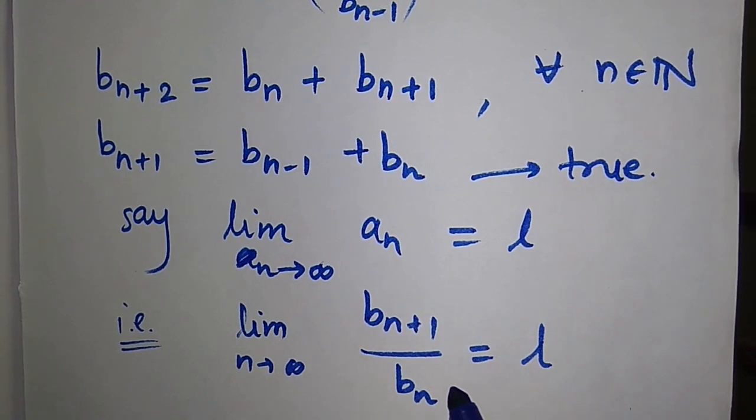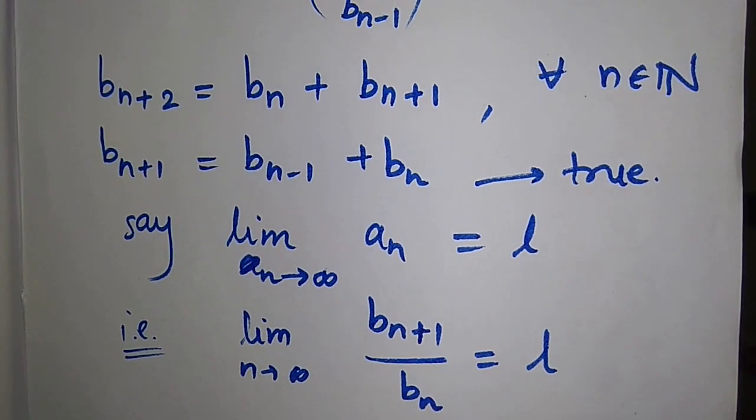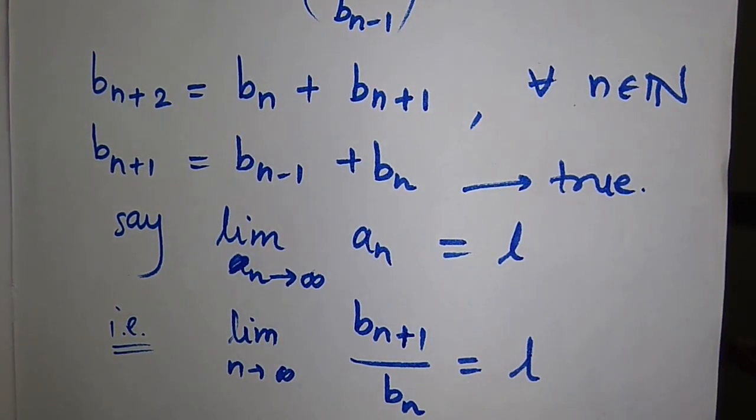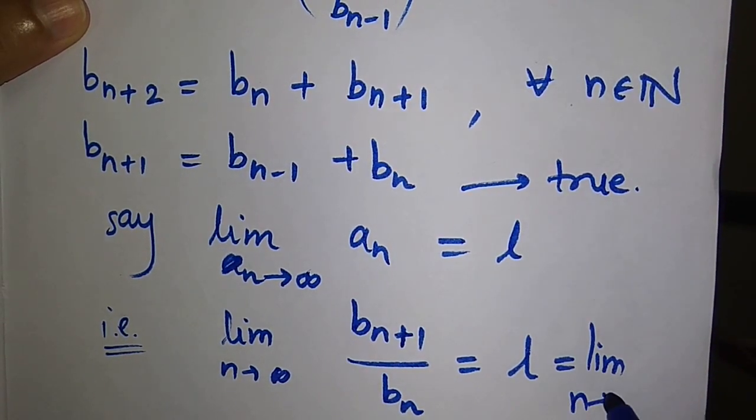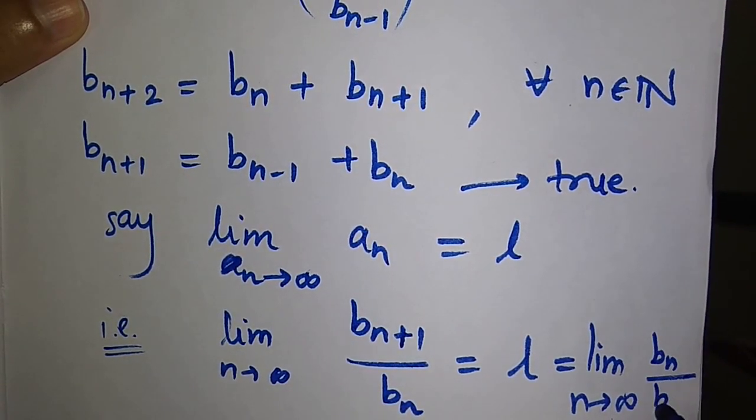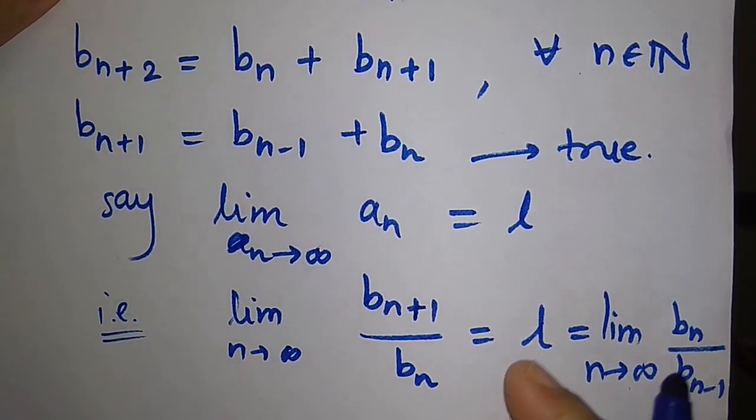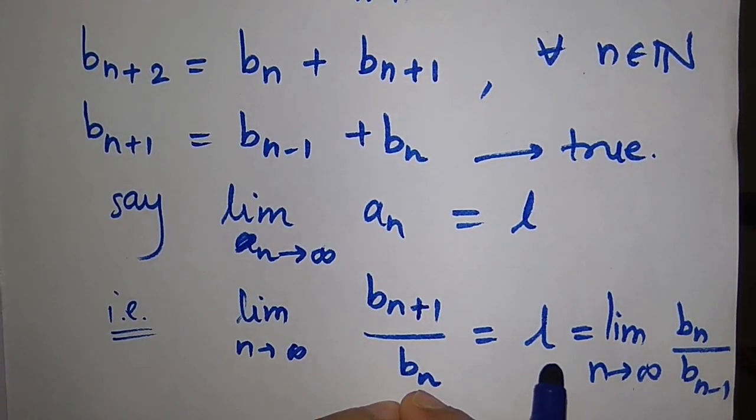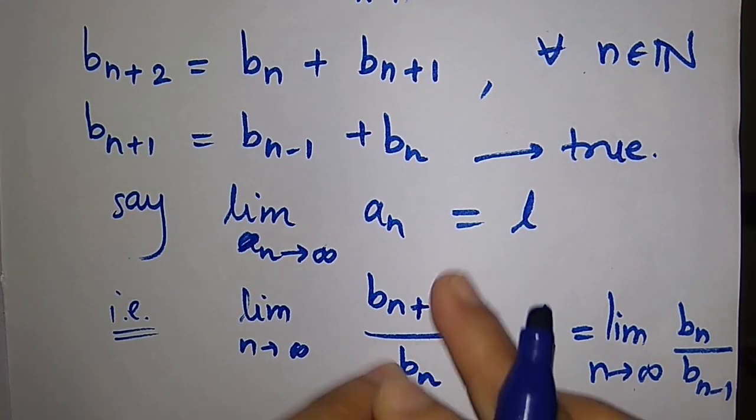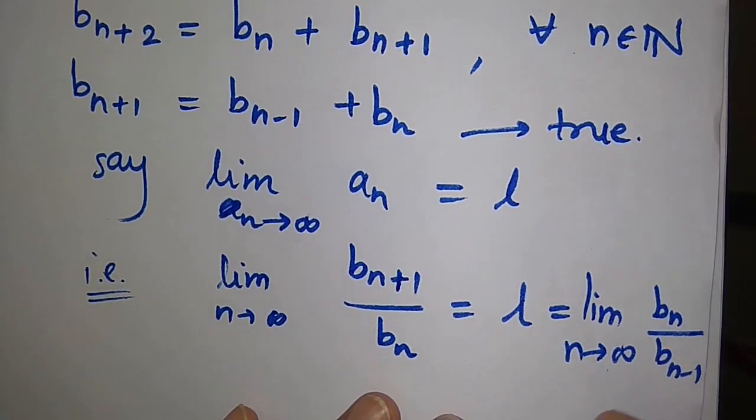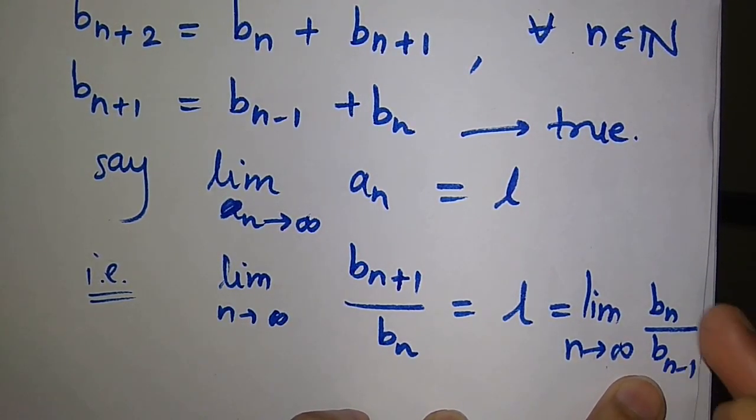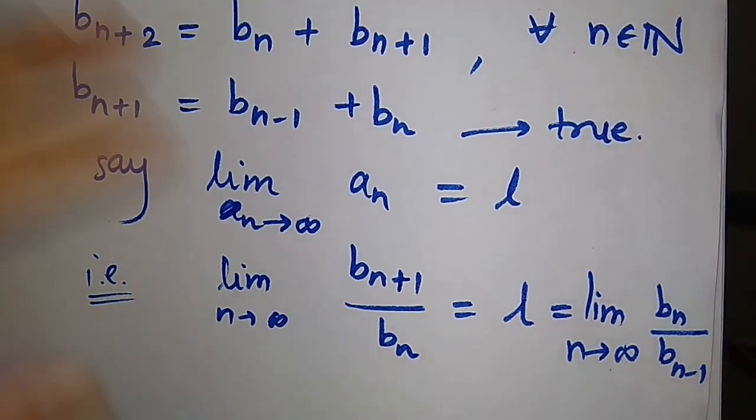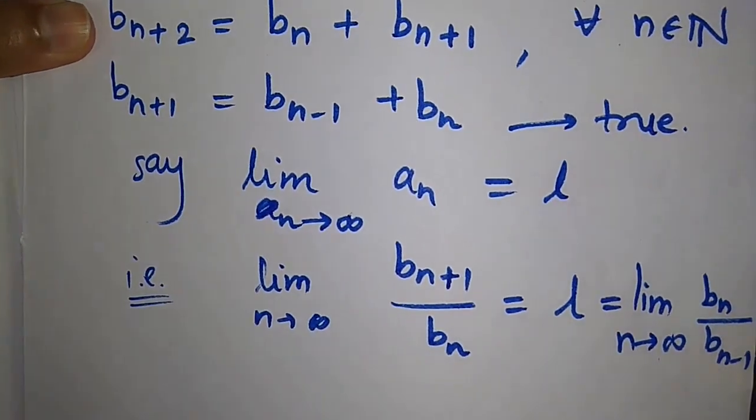But now see that this is just a quotient of bn plus 1 upon bn, and this sequence converges, so this means it must be equal to the limit as n tends to infinity of bn upon bn minus 1, correct? Because this is the bn, and you take just the next term and take the quotient, and this is also the same as the limit of bn minus 1, take the next term bn and take the quotient of these two sequences, so the limit must be the same.